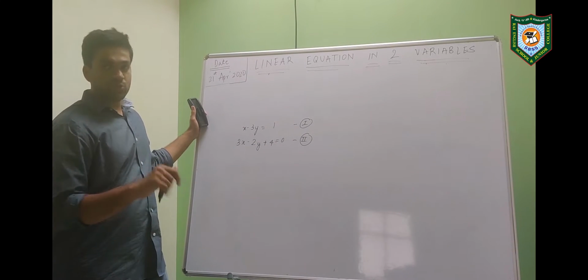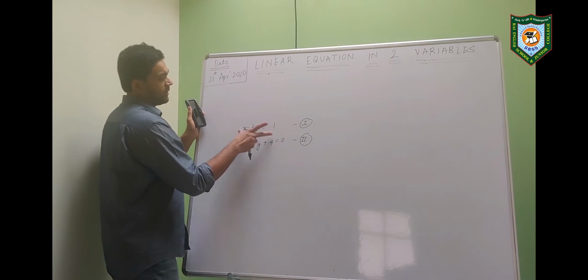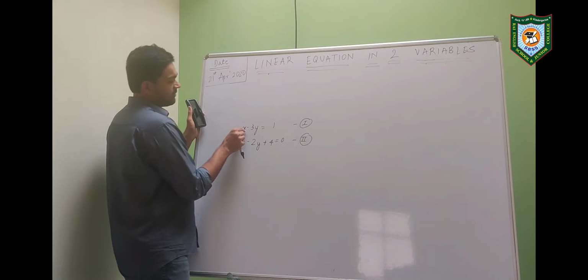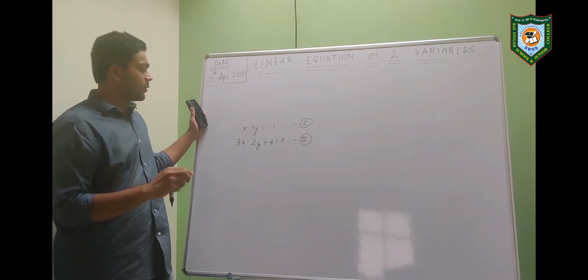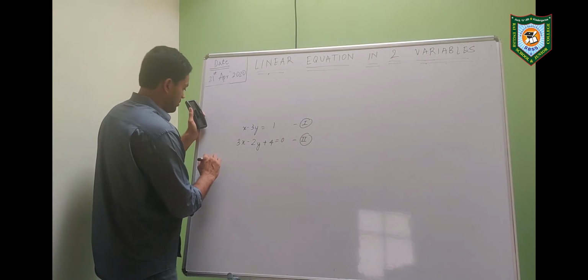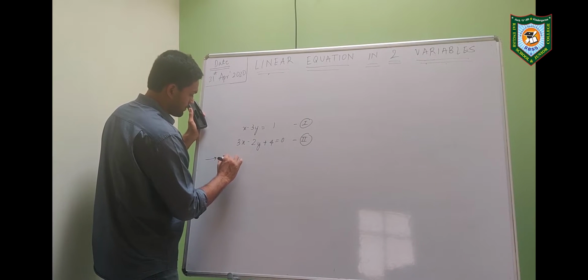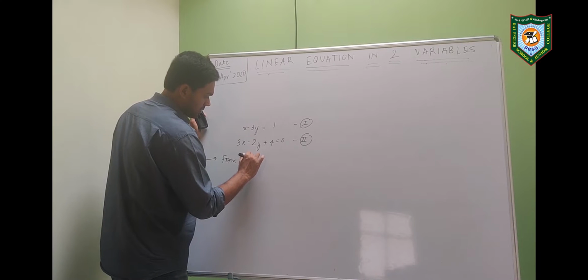But when I use the substitution method, I can just pick equation number 1, find the value of x here and just substitute it in equation number 2. So now, from equation number 1.